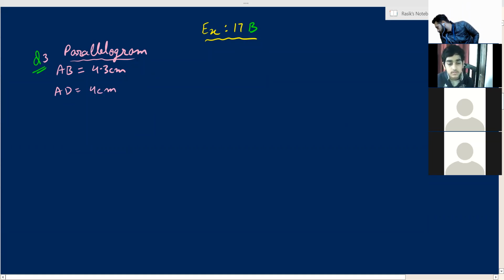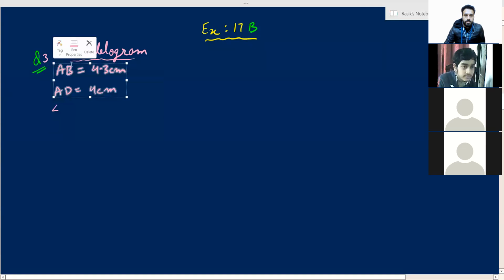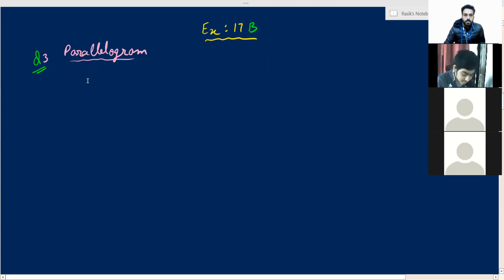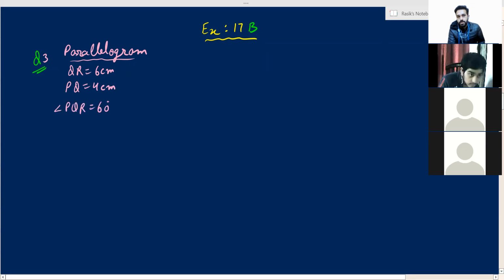Side AD of the parallelogram is 4 centimeters. Okay. We have to also draw angle PQR 60 degrees. Angle PQR. Sorry. I have mixed two questions. I'm really sorry. The side QR is 6 centimeters. PQ is 4 centimeters. And angle PQR is 60 degrees. Okay. So these are the three things given.